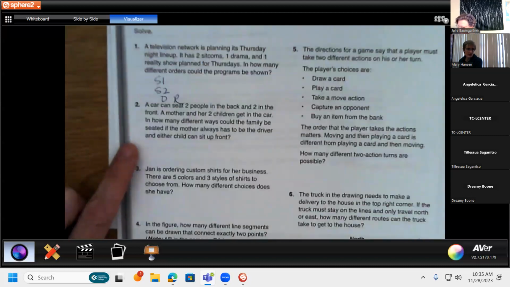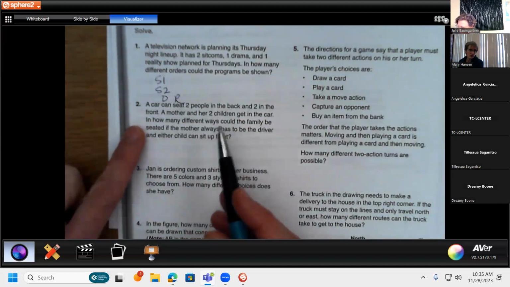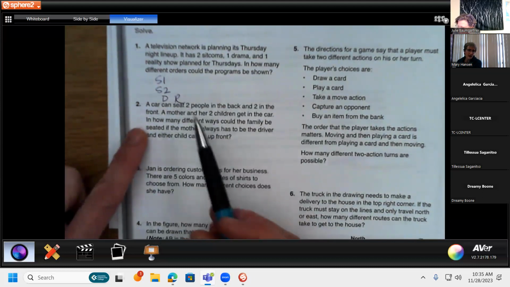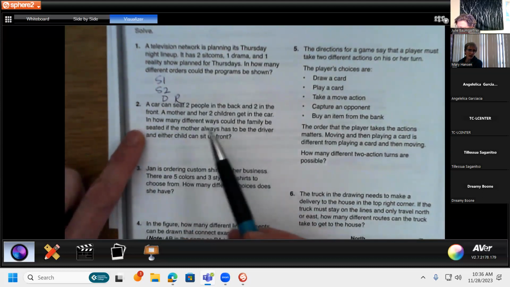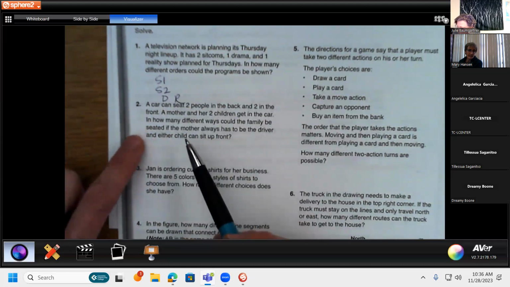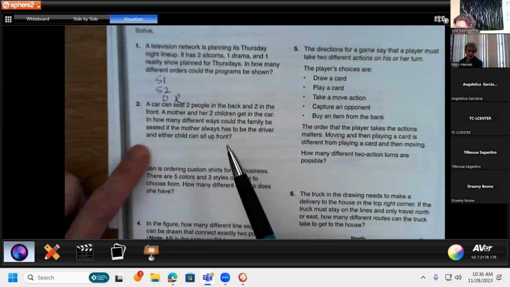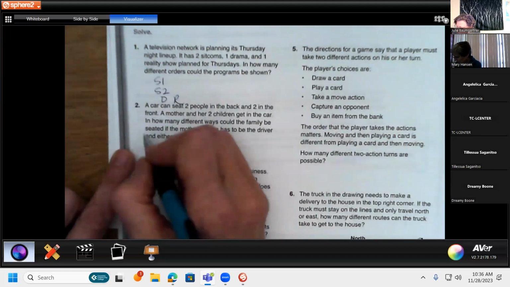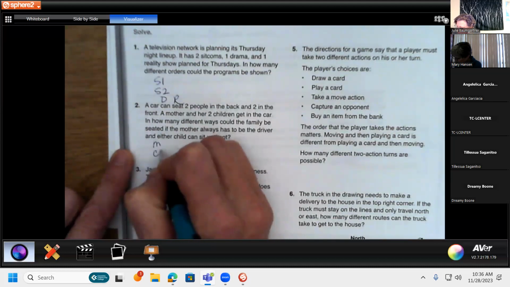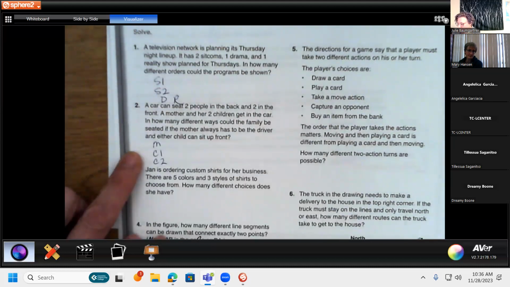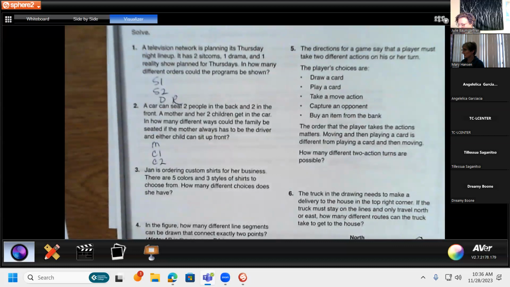And then number 2 is a little bit different. It says a car can seat 2 people in the back and 2 in the front. A mother and her 2 children get in the car, and how many different ways could the family be seated if the mother always has to be the driver and either child can sit up front? So this time we have the mother, and we have child 1, and we have child 2. Children can't drive. And once the mother is in place in the driver's seat, the children can sit in the back together. They could sit one in front, one in back, the other in front and back.